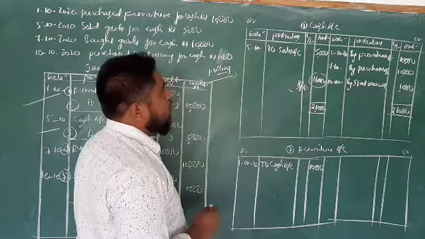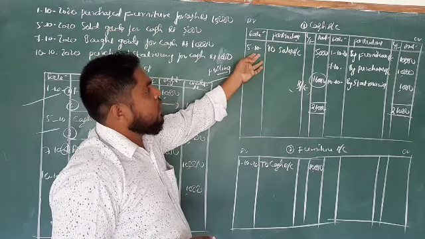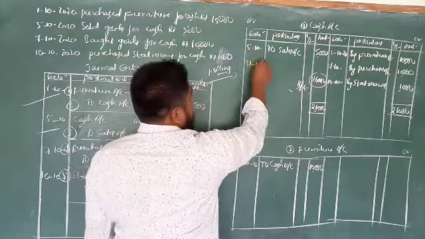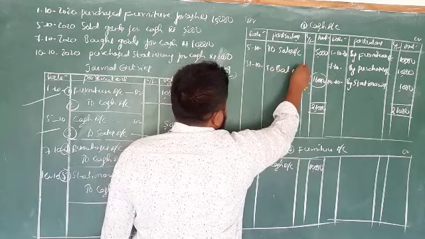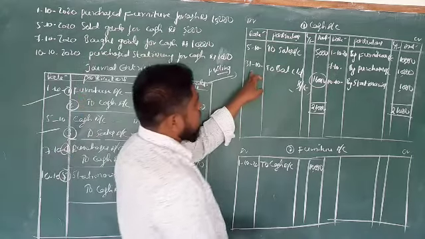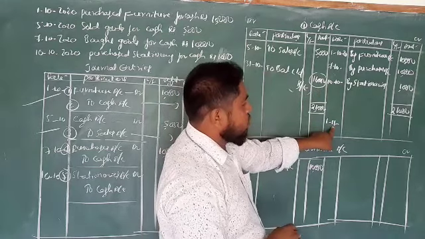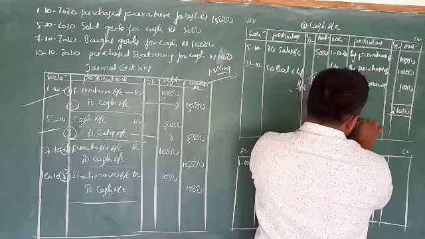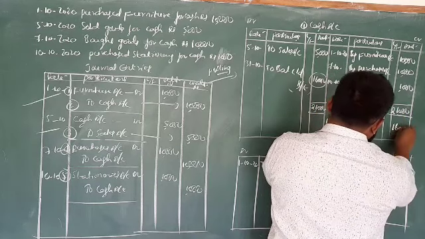So here we can close the account. So in this month, 31st is the last day, 31st 10. So by balance carried down. So this balance is transferred to the next month. So opposite side, next month is 1/11/2020, to balance brought down amount 16,000.